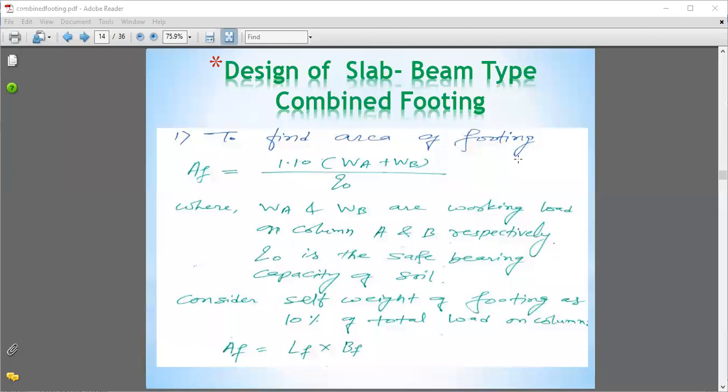Below this, write down AF is equal to 1.10 into bracket WA plus WB upon Q naught, where WA and WB are working load on column A and B respectively.